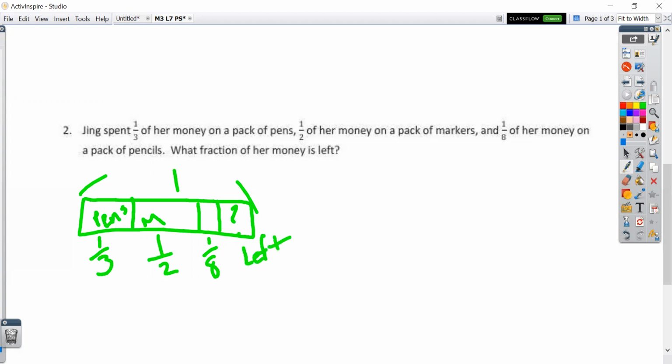Okay, so now we can visualize it. This is pencils in here. So we have 4 chunks, but we don't know what it should be. We have thirds, halves, and eighths. So what do we do? We know one whole is the same number of pieces as the number of overall units. So what do we change it to?